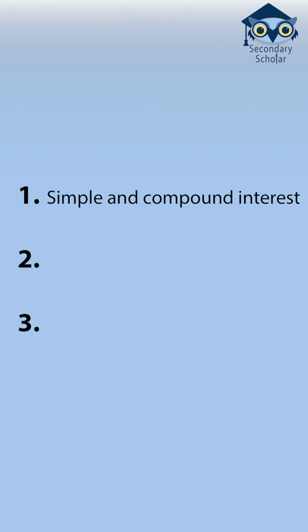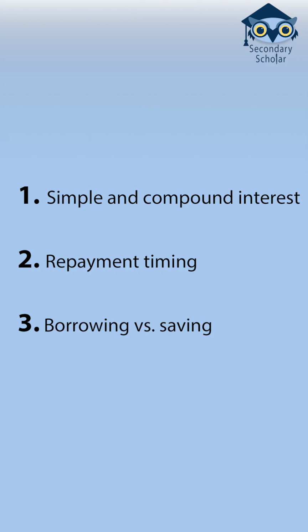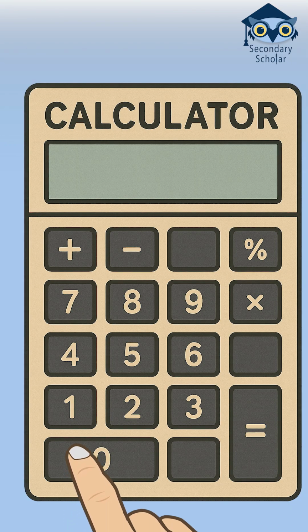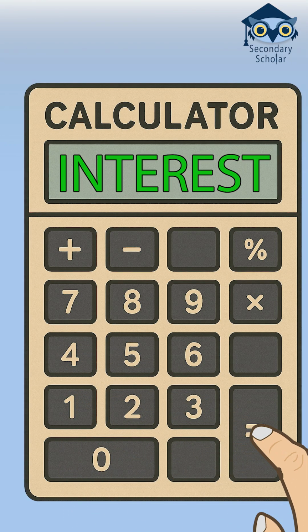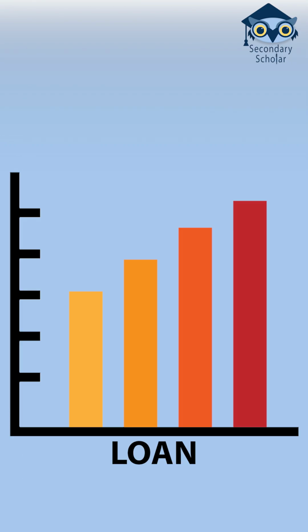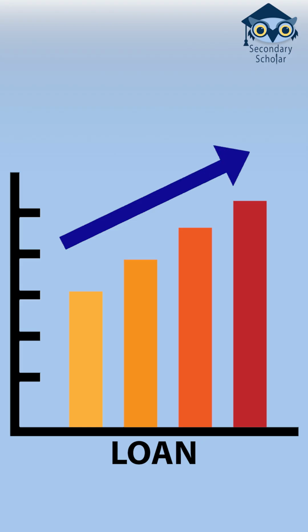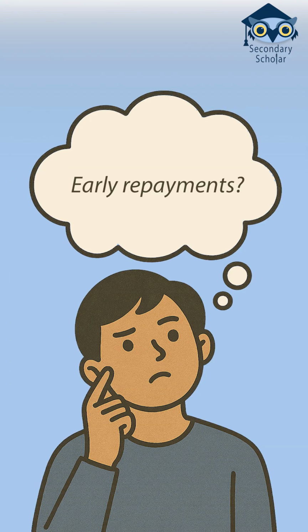In this video, we're going to explore three essential ideas: how simple and compound interest work, why the timing of repayments matters, and how banks use interest differently when you borrow and when you save. By the end of this video, you'll be able to calculate interest, explain how loans grow over time, and understand how repayment decisions and interest types affect businesses in the real world.